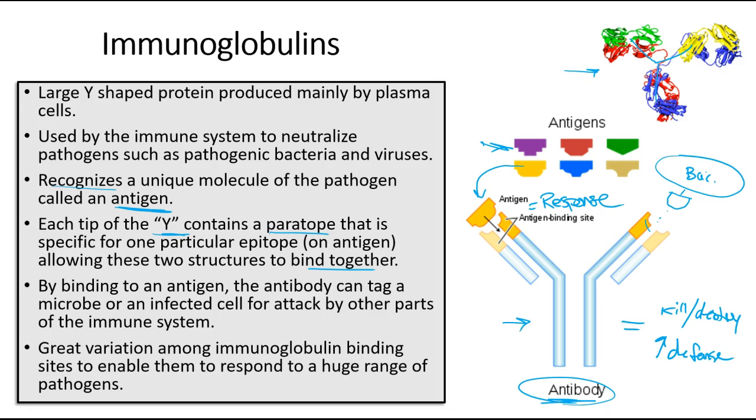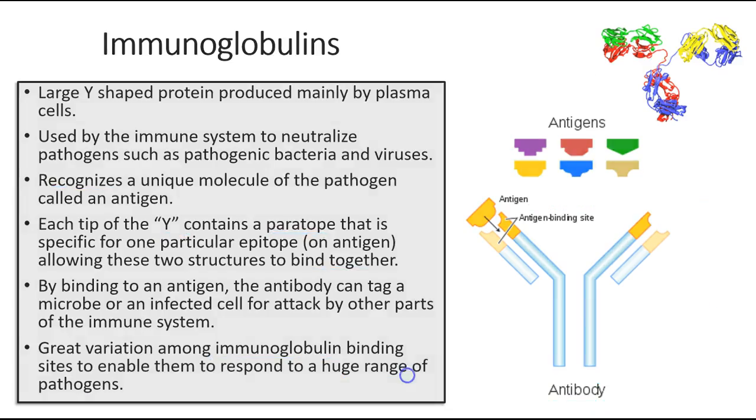There is great variation among these antibodies because there are great variations among the antigens associated with bacteria and viruses and parasites and cancer cells and stuff of that nature. Okay, there's a huge range of pathogens, which means there's a huge range of antigens. We need to have a huge range of antibodies in order to interact and recognize all of those antigens.